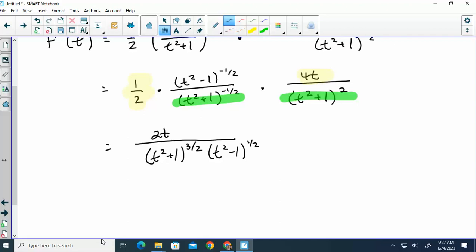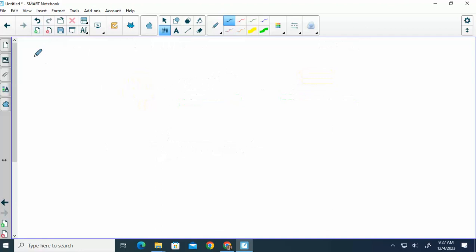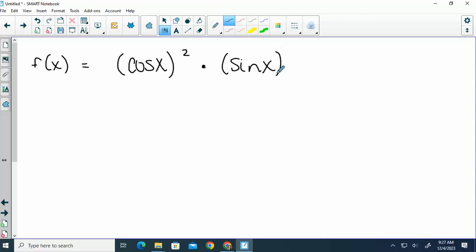Just take your time on the simplifying. Don't try to rush through it. Show your work, and you should be okay. Let's talk about 16. Cosine squared x means you have cosine of x squared. Sine cubed x means you have sine of x cubed.